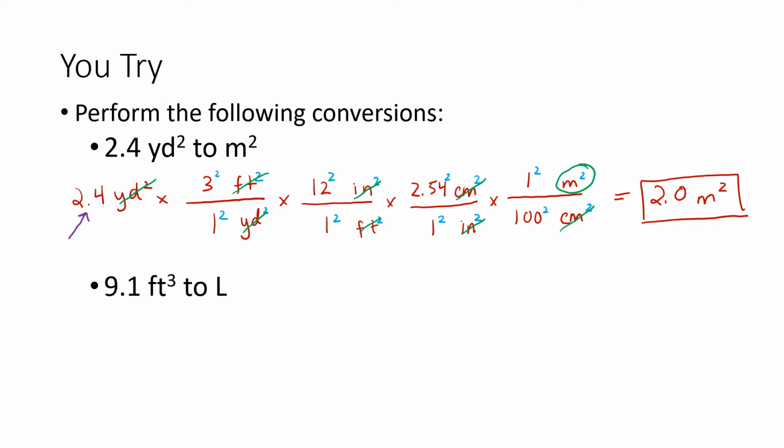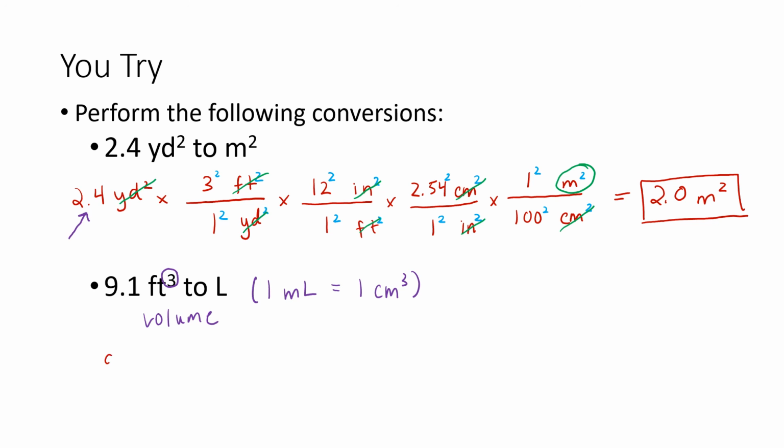Next, we're going to convert 9.1 cubic feet into units of liters. So both of those represent units of volume. Whenever you see something cubed, you want to think of a volume. And a unit conversion that's going to be used a lot in this class is 1 milliliter is equal to 1 cubic centimeter. So usually when we're expressing the volume of solids, cubic centimeters is used. And when we're expressing the volume of liquids, milliliters is used.